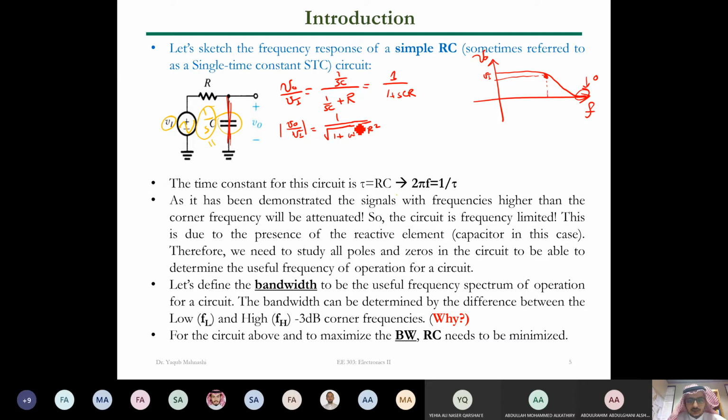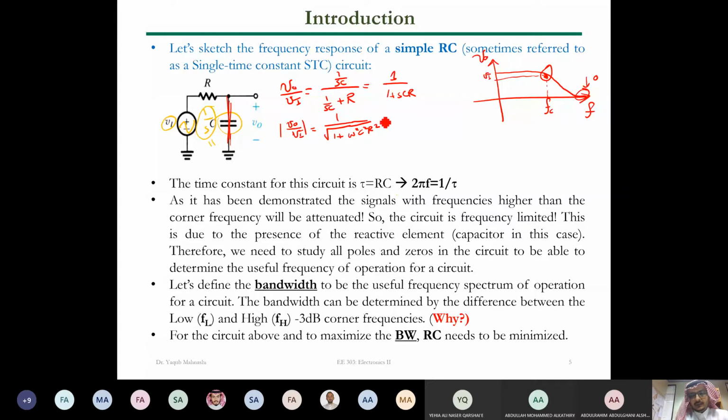By the way, this is the transfer function, and we define the corner frequency to be the value where you have a reduction of minus 3 dB from the gain. This is kind of a standard that we use. When you have a minus 3 dB reduction in the gain, that is your corner frequency. Let's call it FC. So when we have a minus 3 dB reduction, it means 1 over root 2 exactly.